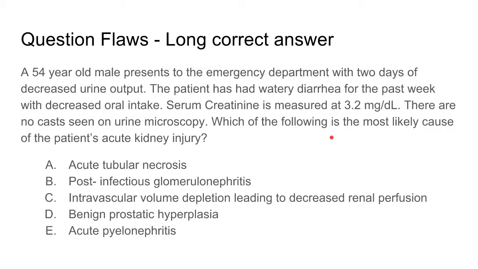So this is an example. A 54-year-old male presents to the emergency room with 2 days of decreased urine output. The patient has had watery diarrhea for the past week and decreased oral intake. Serum creatinine is measured at 3.2. There are no casts seen on urine microscopy. Which of the following is the most likely cause of this patient's acute kidney injury? We have ATN, post-infectious glomerulonephritis, intravascular volume depletion leading to decreased renal perfusion, benign prostatic hyperplasia, or acute pyelonephritis. This one stands out right here. This longest answer is the correct one. This helps smart test takers get the right answer. So try to make all the answer choices similar length.